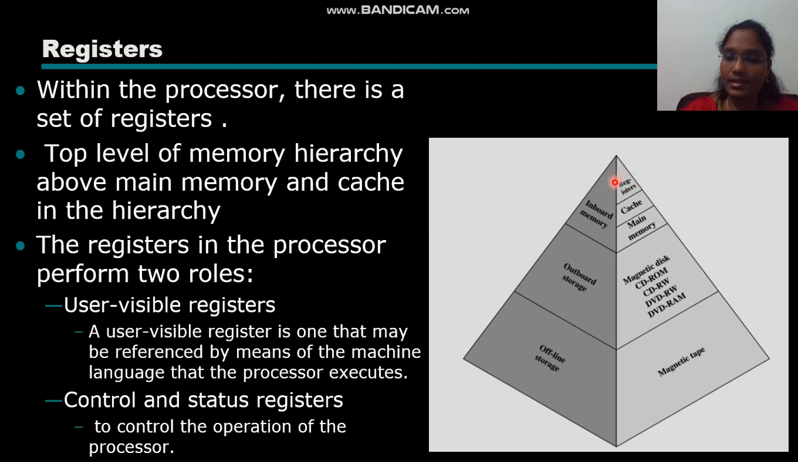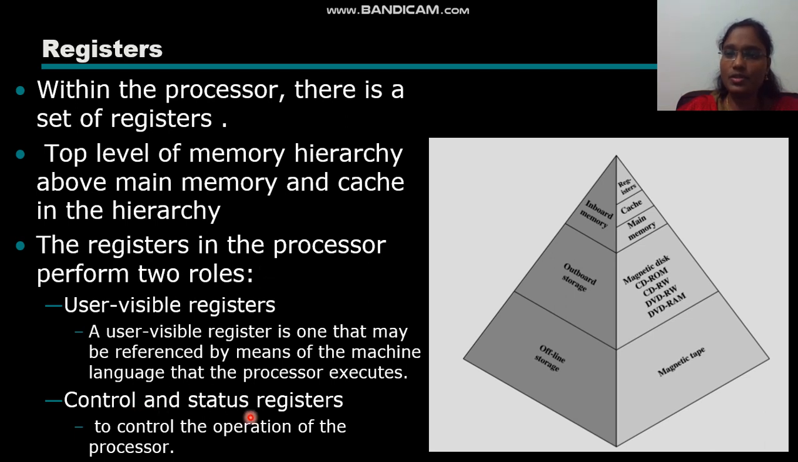So as the size gets smaller and smaller, the cost of the component gets higher. So the registers are costly, and hence a minimum amount of registers can be used in the processor. Now these registers can perform two roles: user visible registers and the control and status registers.